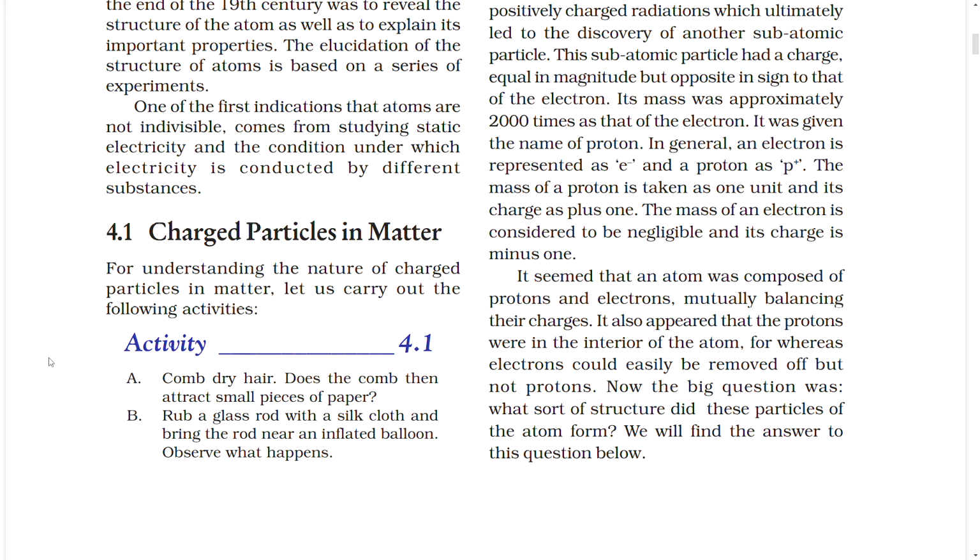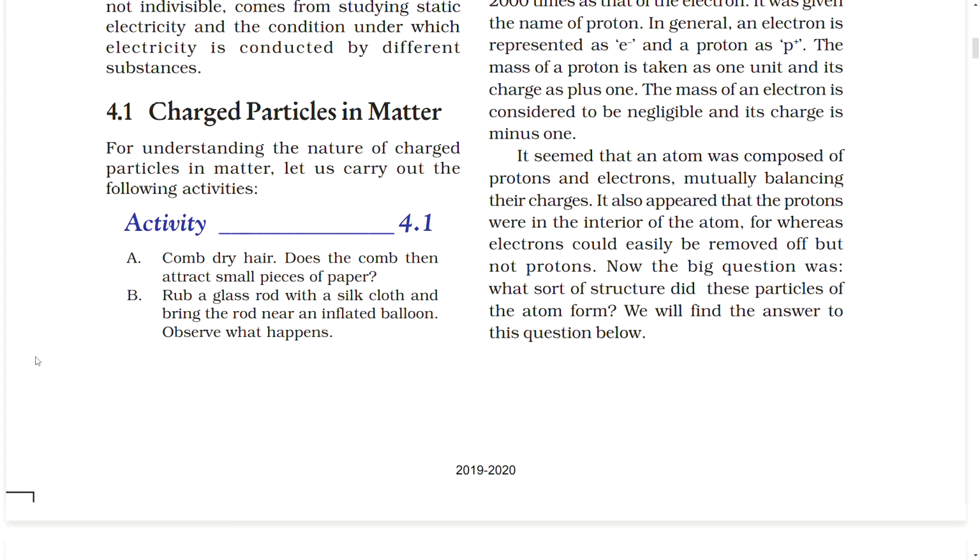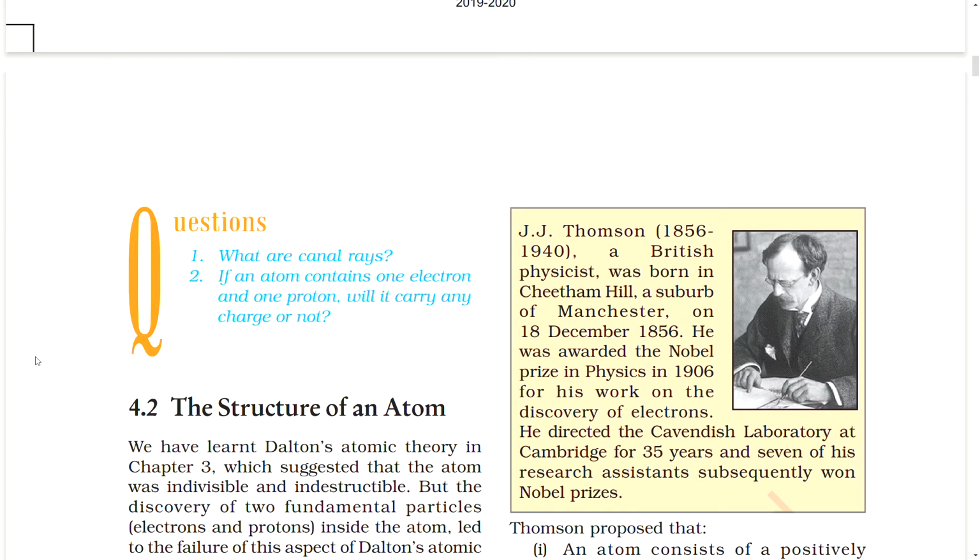It also appeared that the protons were in the interior of the atom, for whereas electrons could easily be removed, protons could not. Now the big question was, what sort of structure did these particles of the atom form? We will find the answer to this question below. Questions 1, 2.